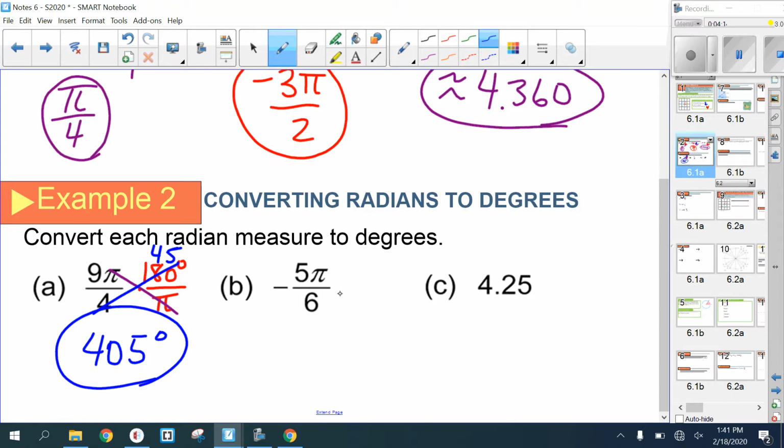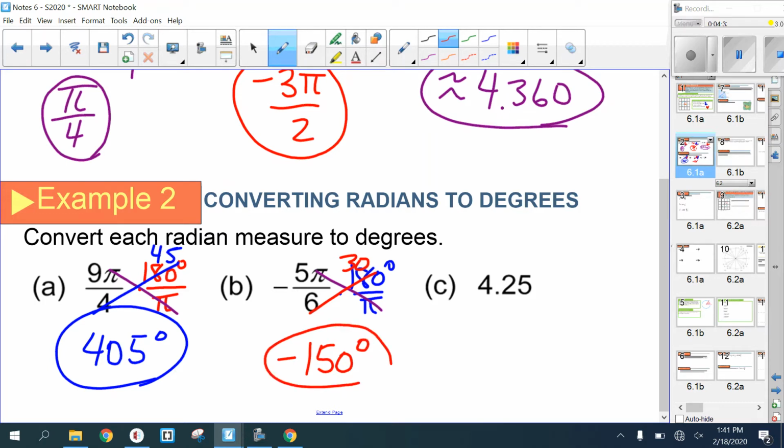Part B, negative 5 pi over 6. We want degrees, so we're going to multiply by 180 over pi. We know the pi is going to cancel. 6 goes into 180 30 times. So it turns into 5 times 30. You're going to get negative 150 degrees.